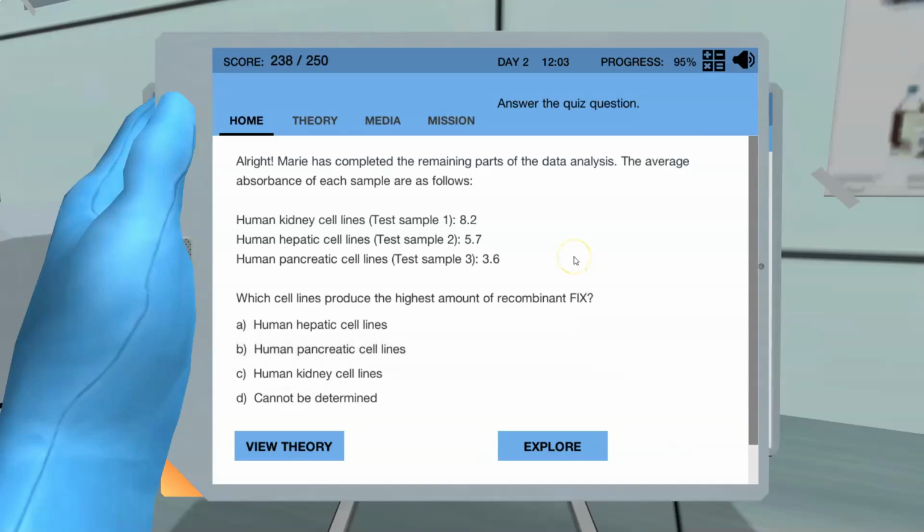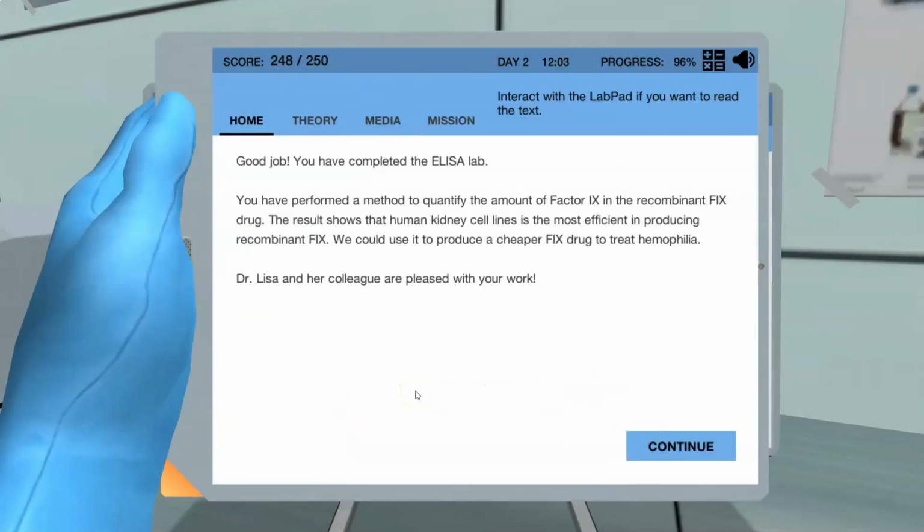Alright, Marie has completed the remaining parts of the data analysis. The average absorbance of each sample is as follows: human kidney cell lines, 8.2; human hepatic cell lines, 5.7; human pancreatic cell lines, 3.6. Good job. You have completed the ELISA lab. You have performed a method to quantify the amount of factor IX in the recombinant factor IX drug. The result shows that human kidney cell lines is the most efficient in producing recombinant factor IX. We could use it to produce a cheaper factor IX drug to treat hemophilia. Dr. Lisa and her colleague are pleased with your work.